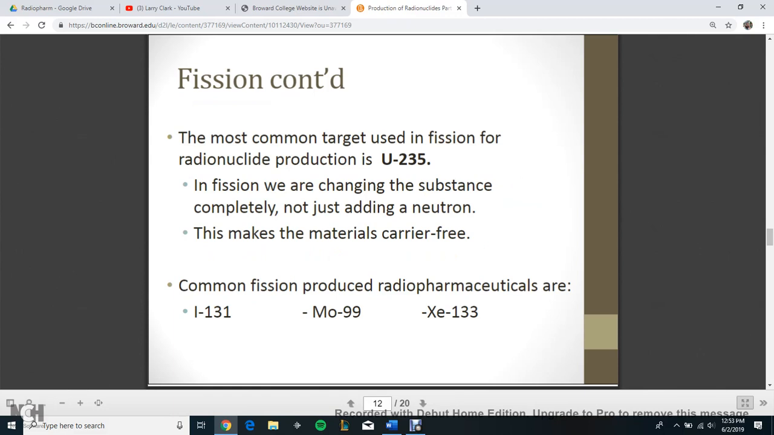The most common target used in fission for radionuclide production is uranium-235. In fission, we are changing the substance completely, not just adding a neutron. This makes the materials carrier-free. Common fission-produced radiopharmaceuticals are iodine-131, molybdenum-99, and xenon-133.